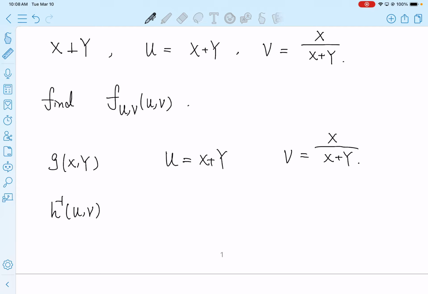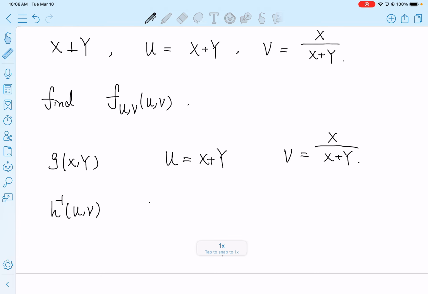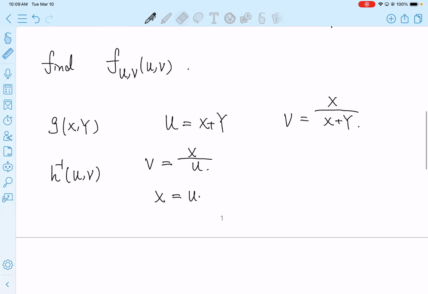So now let's first find an inverse function for x. Here we notice that our new random variable u is defined by x plus y, and our new random variable v is defined by x divided by x plus y. So one way we can start is to replace the x plus y in the denominator of the definition of v by the definition of u. That means v is equal to x over u, and x is equal to u multiplied by v.